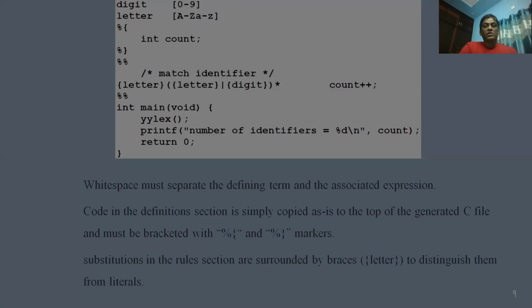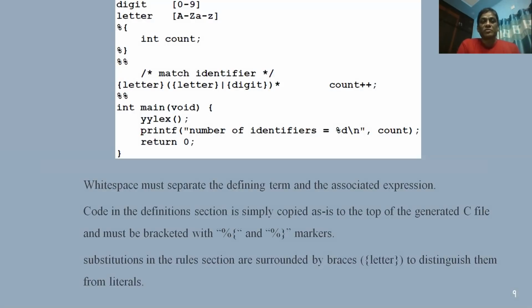Okay, now have a look at this program to understand how Lex programs are written. In the first part, it defines digit as 0 to 9, and letter as capital A to Z and small a to z. And in the definition section, it says int count. It is declaring only the count variable because this is a global part. It is automatically initialized to 0, so there is no need to write it, or else you can write int count equal to 0.